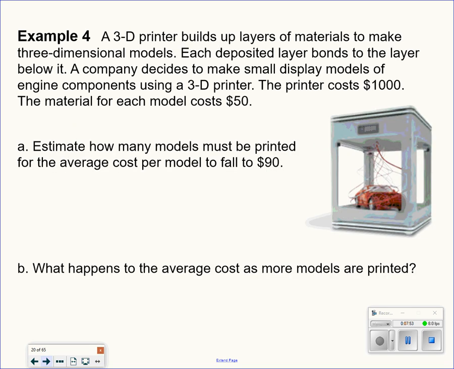Next, a 3D printer builds layers of a material to make three-dimensional models. Each deposited layer bonds to the layer below it. The company decides to make a small display model for engine components of a 3D printer. The printer costs $1,000, and the material for each model is $50. Estimate how many models must be printed for the average cost to be $90. Now, here's what they're saying.